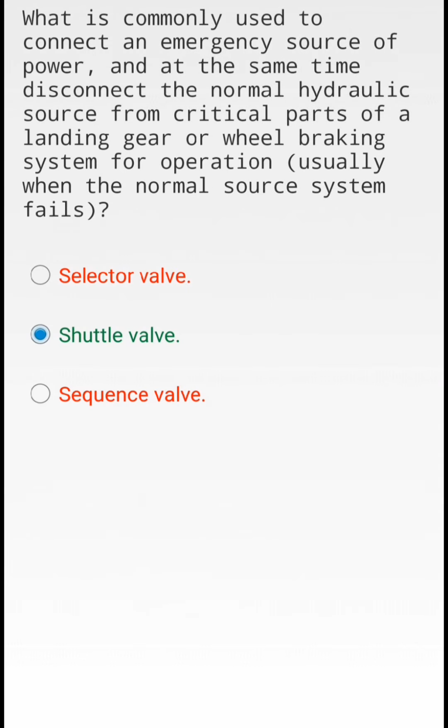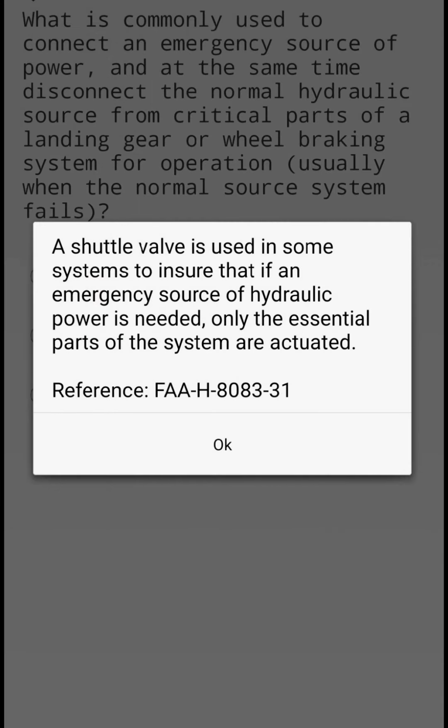What is commonly used to connect an emergency source of power, and at the same time disconnect a normal hydraulic source from critical parts of a landing gear or wheel braking system for operation, usually when the normal source system fails? Shuttle valve. A shuttle valve is used in some systems to ensure that if an emergency source of hydraulic power is needed, only the essential parts of the system are actuated.